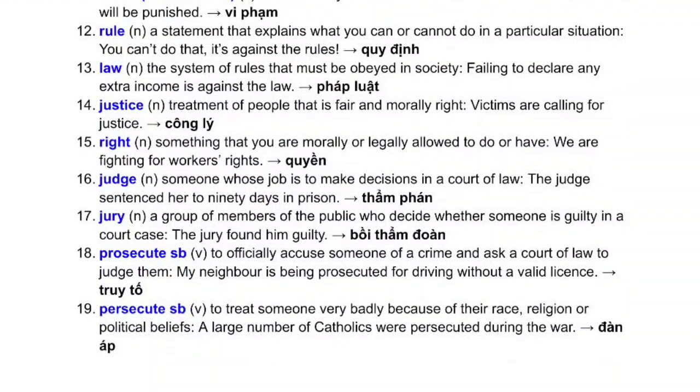19. Persecute somebody. To persecute somebody is to treat someone very badly because of their race, religion, or political beliefs. Example, a large number of Catholics was persecuted during the war.